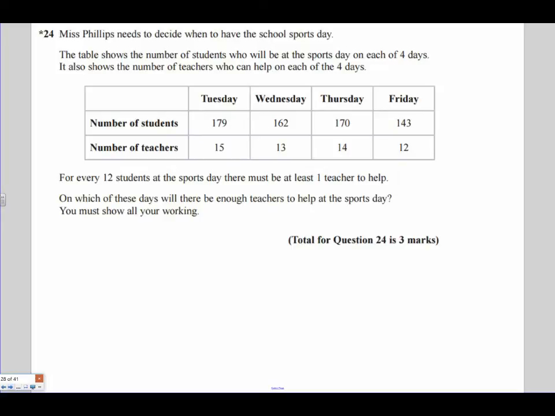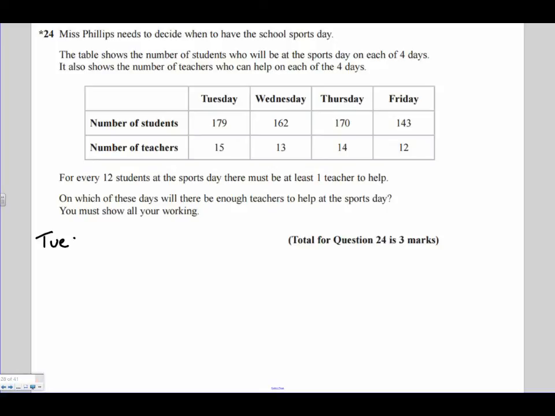Miss Phillips needs to decide when to have the school sports day, and she uses a table to show the number of students who will be there on each of the 4 days and the number of teachers available to help out. For every 12 students at the sports day, there must be at least 1 teacher to help. So which days can she do the sports days?